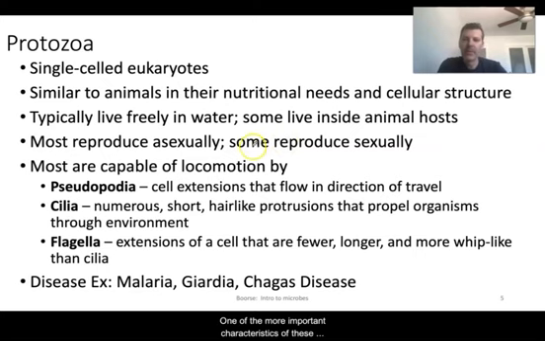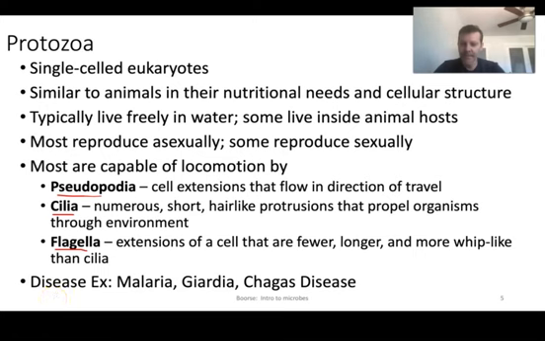One of the more important characteristics of these, because they move around within water, is that many of them have to have some mechanism, some structure that allows them to move. There are three major structures that a protozoan could have. Either pseudopodia is one structure, cilia is another, or flagella is the third. On the next slide, we'll look at examples of each of those.